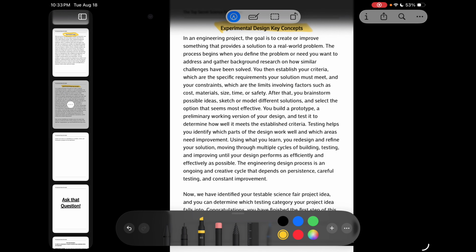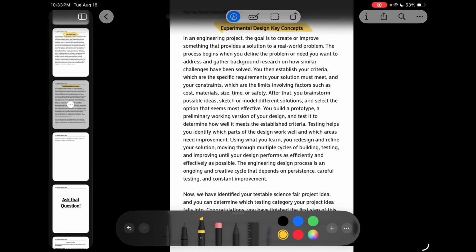In an engineering project, the goal is to create or improve something that provides a solution to a real world problem. We already have that part down. We've picked our real world problem, and we're going to get to our solution. The process begins when you define the problem or need you want to address, and then gather background research on how similar challenges have been solved. You then establish your criteria, which are specific requirements that your solution must meet, and your constraints, which are limits involving factors such as cost, materials, size, time, or safety.